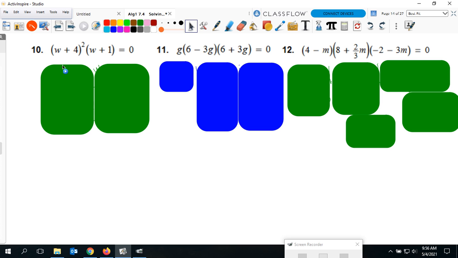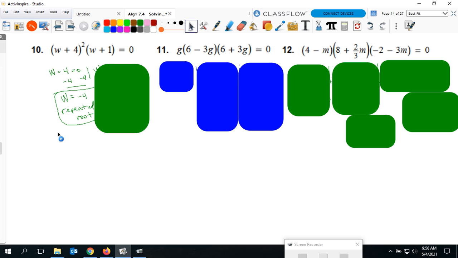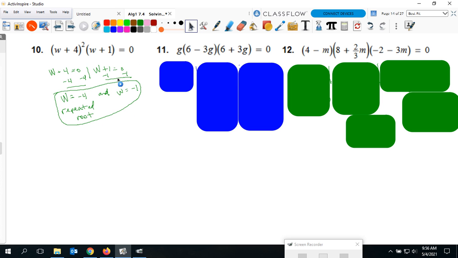So set each of these factors equal to 0. So our first one here, you're going to get just w plus 4, subtract 4. So w is equal to negative 4, but that's going to be a repeated root for that one. So you'd want to say that for the negative 4, repeated root of a negative 4. This one, w plus 1, is also equal to 0, and then subtract 1. So w is also equal to negative 1. So there's your 2 answers, negative 4, negative 1, but you want to realize that negative 4 has a repeated root. Let's look at number 12, and then I'll have you try number 11 on your own.